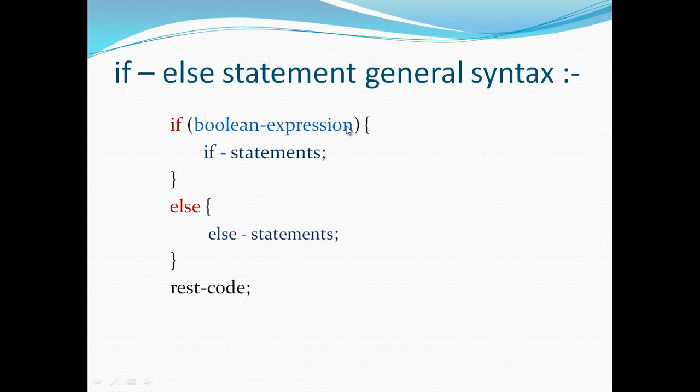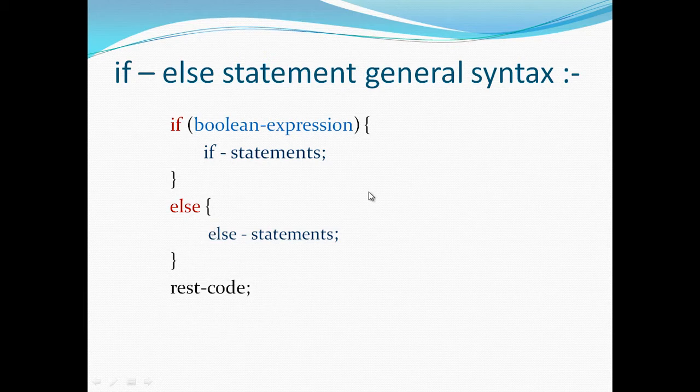So what does this boolean expression do? Whenever we write an if block, we pass in a boolean expression which either turns out to be true or false. Whenever this boolean expression turns out to be true, the if statement gets executed, and as soon as the program encounters the closing curly brace, the rest of the code gets executed. So it skips the else part based on this boolean expression. Whenever the boolean expression comes out to be false, the if block gets skipped and the else statement gets executed, followed by the rest of the code.